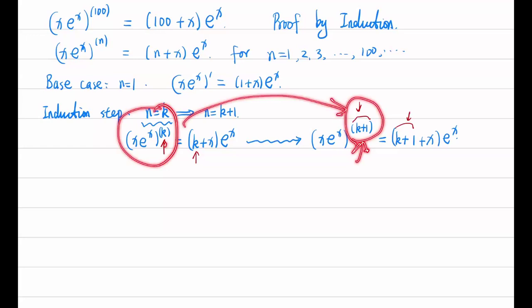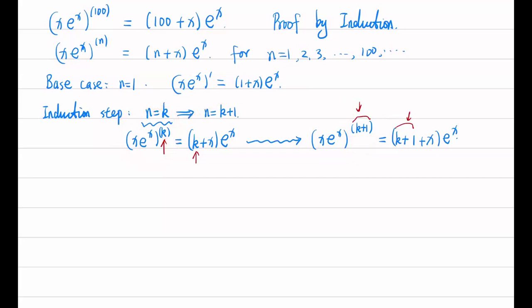If we know it for 100, how do we go to 101? You take one more derivative. So to go from this k to k plus 1, we take one more derivative. Okay, so let me write down the steps. It's not difficult, but you have to go through it one time.